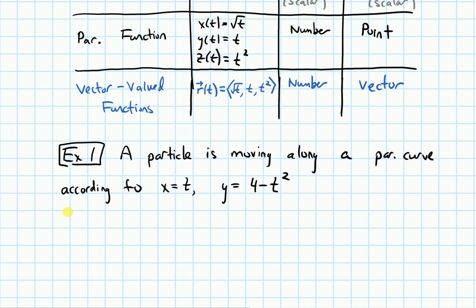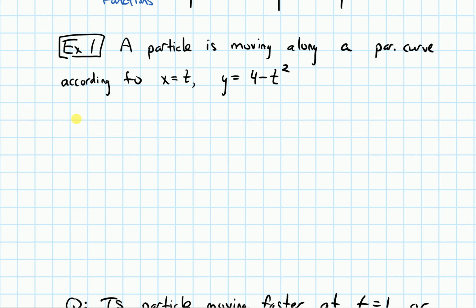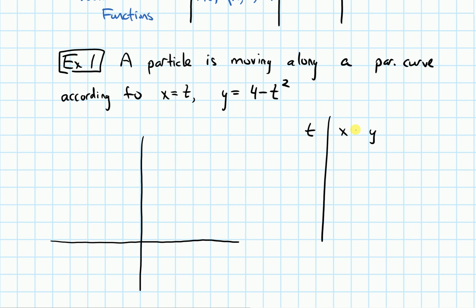So here's the example. A particle is moving along a parametric curve according to the equations x equals t and y equals 4 minus t squared. The first thing that I'm going to do is try to graph this and draw the motion of this particle. So I'm going to draw some axes, and I'll make a table of values to determine the direction of this particle.